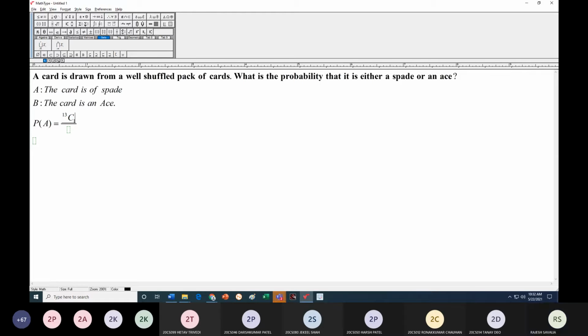Next, the denominator. How many total cards are there? 52. So out of 52, you are going to select one card. Am I right or wrong? So 13C1, that is 13, divided by 52C1, that is 52. Any doubt up to this line?